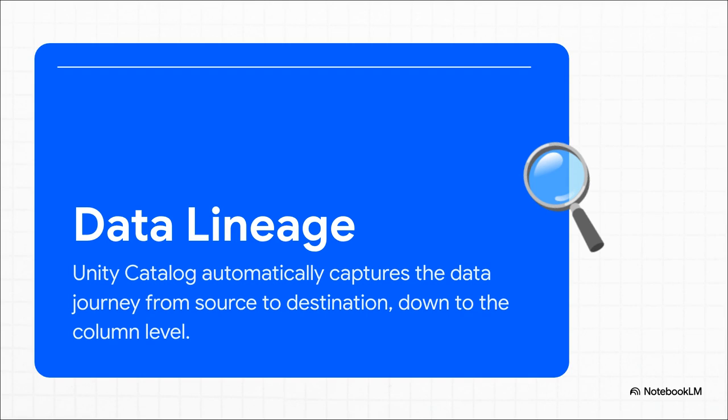The amazing part is that Unity Catalog does this for you automatically. Out of the box, it captures the entire journey of your data, from the raw source tables, through all the notebooks and jobs that transform it, all the way to the final dashboards people are looking at. And we're not just talking table level. This thing tracks lineage down to the individual column.